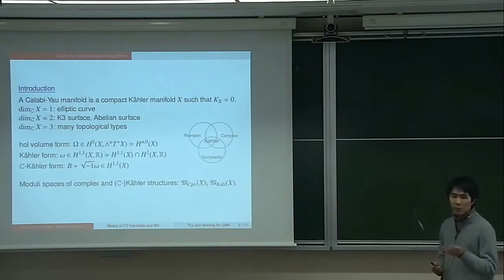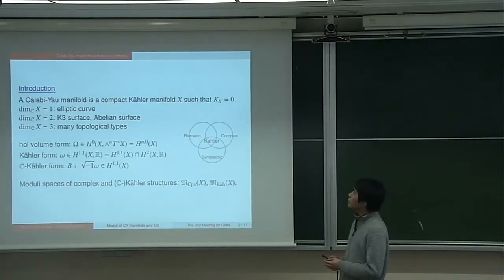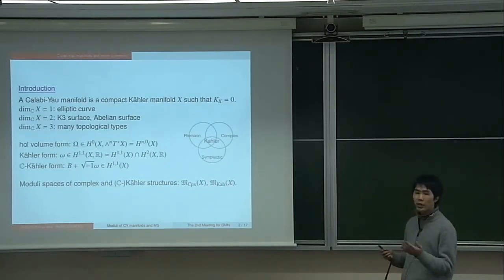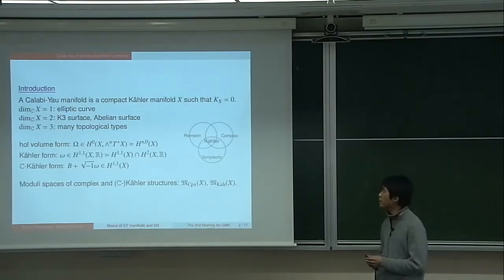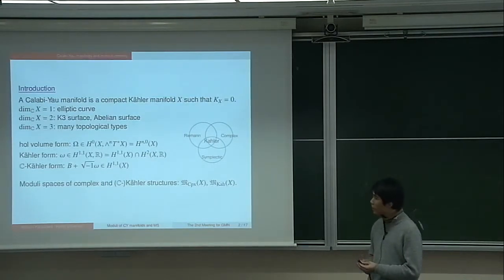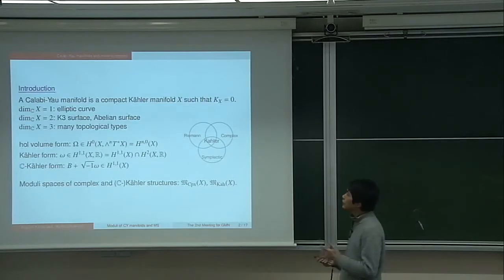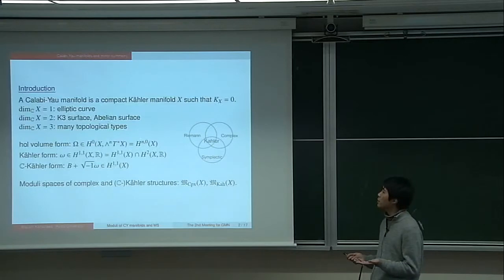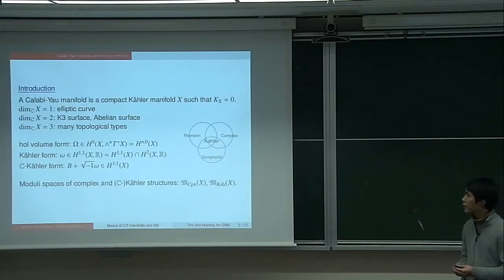As Professor Tian already talked about, a Calabi-Yau manifold is a compact Kähler manifold such that the canonical bundle is trivial. Equivalently, this is a Ricci flat Kähler manifold by the famous Yau's theorem. In dimension one, it's just an elliptic curve. In dimension two, it's K3 surfaces and abelian surfaces. In higher dimension, there are many topological types. So it's basically a generalization of an elliptic curve.